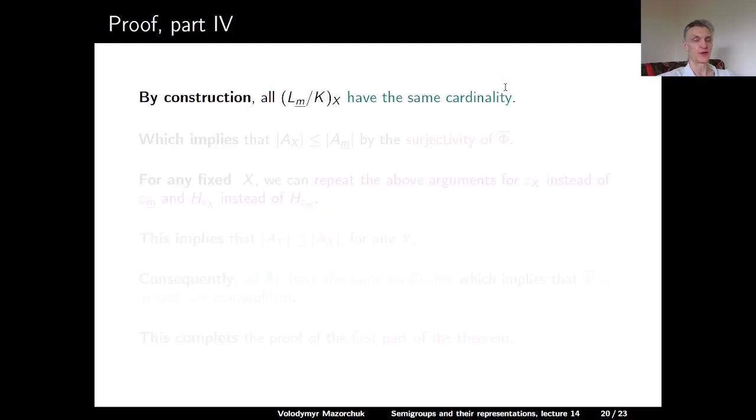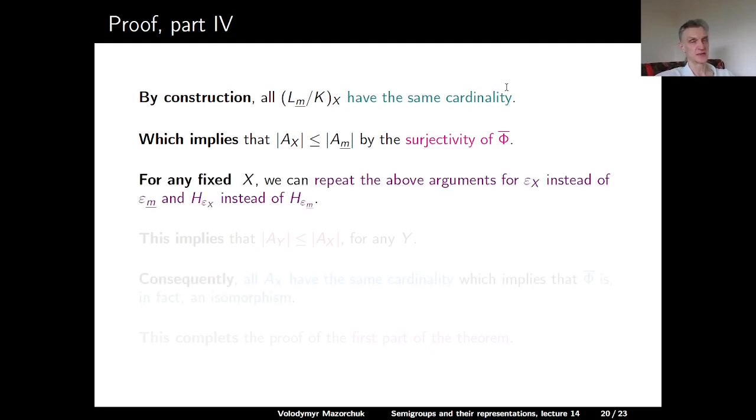By construction, for the quotient act Lm underlined modulo K, the corresponding set which is indexed by x, if we go through all different x's, all these sets have the same cardinality. And this means that since the map from Lm underlined modulo K sub x to Ax is surjective, and for the particular x equal to m underlined it is bijective, the cardinality of Ax is less than or equal to the cardinality of A m underlined for any x.